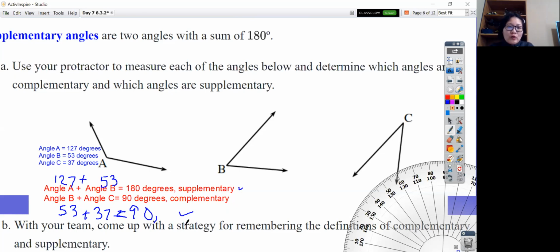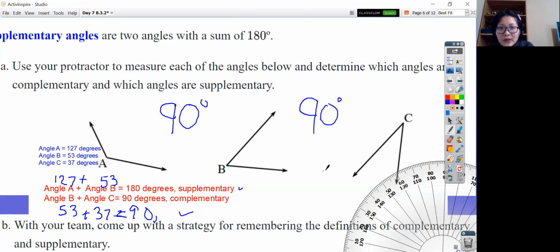Okay. With your team, come up with strategies to remember the definitions of complementary and supplementary angles. From last year, complementary angles begin with the letter C. So C stands for complementary angle. A complementary angle is 90 degrees. So with C, draw the line straight down. It's 90 degrees. Complementary angle, letter C, draw the line straight down, 90 degrees. Okay.